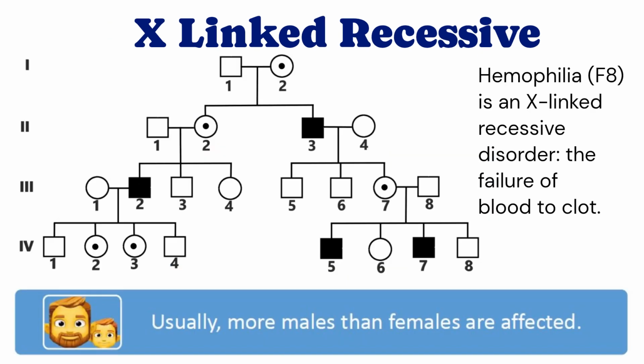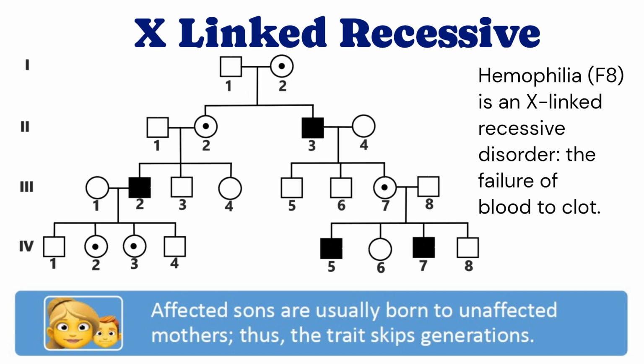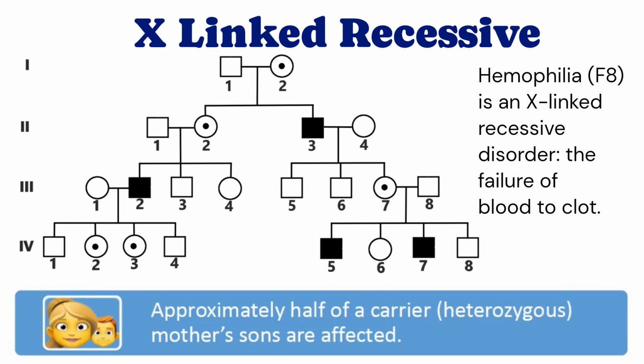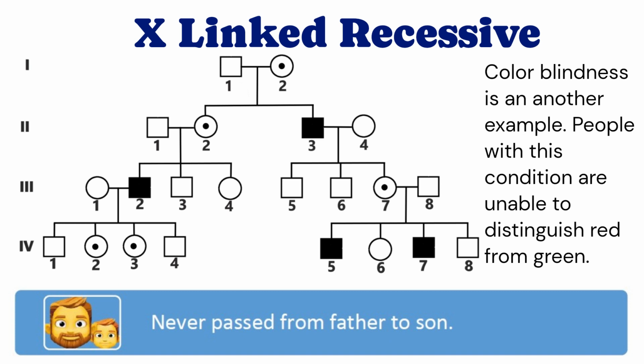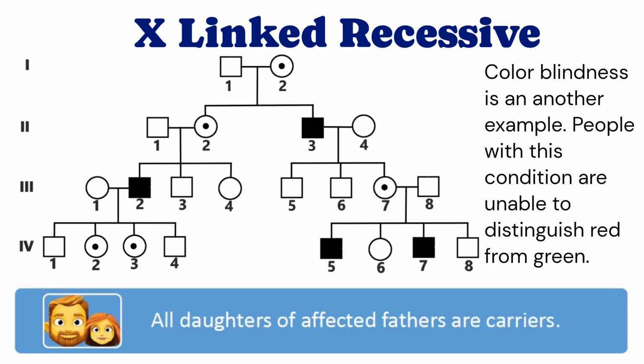In an X-linked recessive trait, usually more males than females are affected. Affected sons are usually born to unaffected mothers, thus the trait skips generations. Approximately half of a carrier, that is heterozygous, mother's sons are affected. It never passes from father to son. All daughters of affected fathers are carriers.